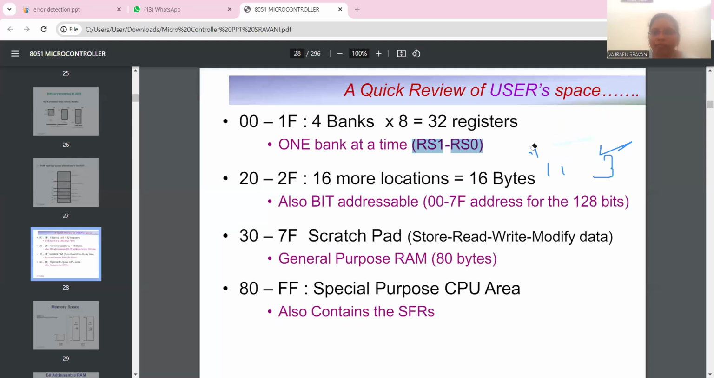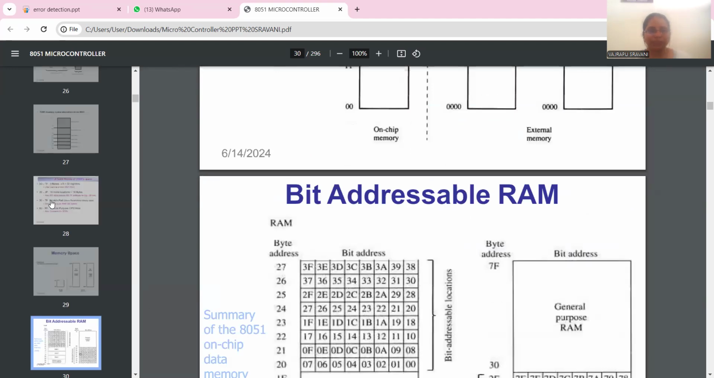Again, here 20H to 2FH are 16 more locations, 16 bytes. They are bit addressable as well as byte addressable. We can use them individually bit by bit, from 20H bit 0 to 7, then 21H and so on, otherwise we may use them in a byte-wise manner. 30H to 7FH is for the scratch pad RAM purpose.